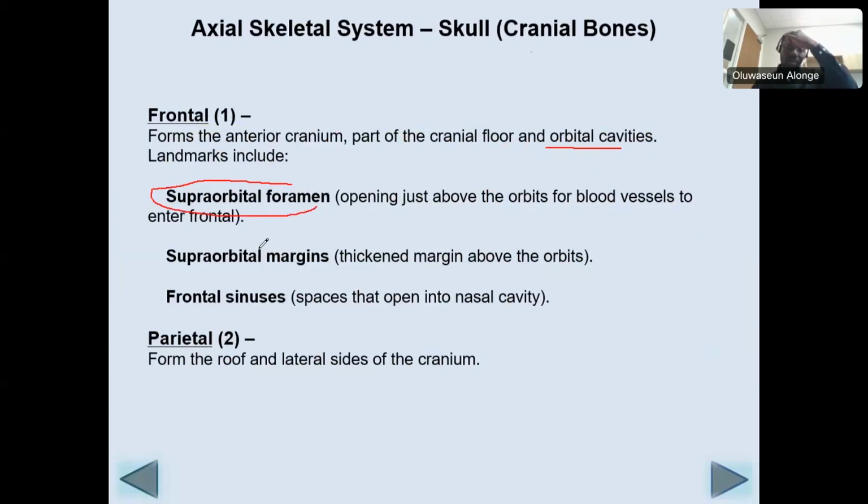Now right around the foramen, you have the margin, which I call the folding above your orbit. So we call it the supraorbital margin. Again, it's a thickened margin above your orbit. So that's a thickened area here. Then there are frontal sinuses, which are openings that open into the nasal cavity, and I will talk about that later. Parietal, again, forms the roof and lateral side of your cranium. So the roof and the lateral side, that's parietal bone.